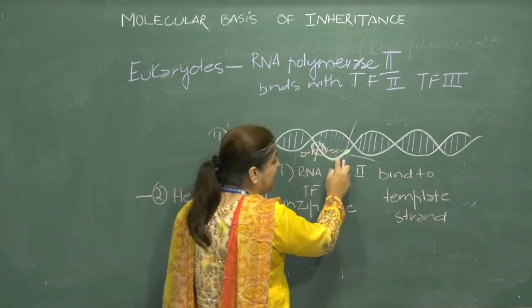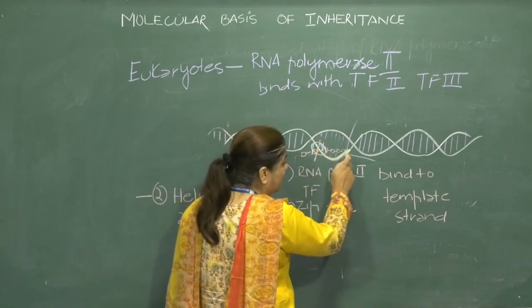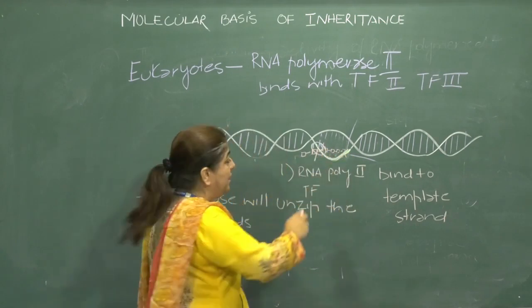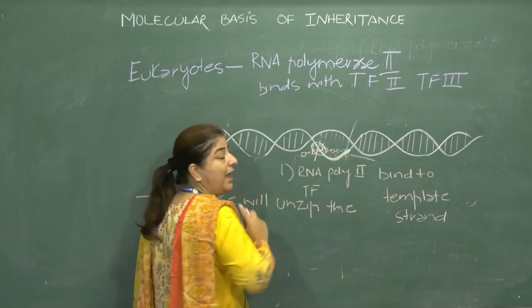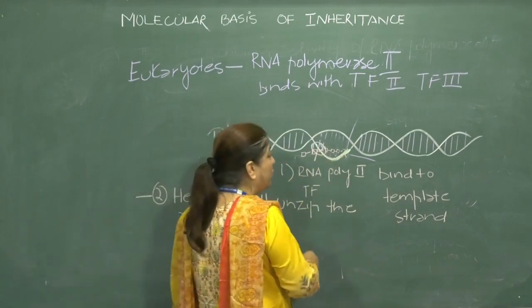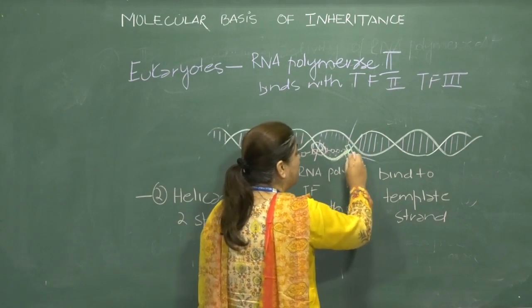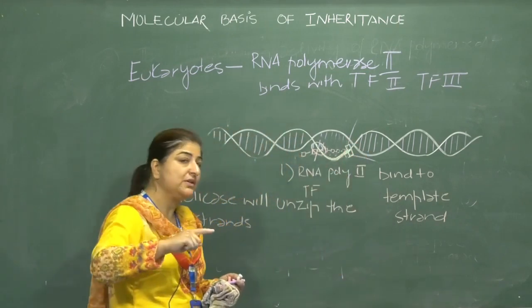Once it goes on adding the ribonucleotides, it will form an mRNA. So once RNA polymerase reads the structural gene, it will transcribe it and form an mRNA. Now this is the mRNA. Once this has been read, it reaches the terminator. Same as in that case.